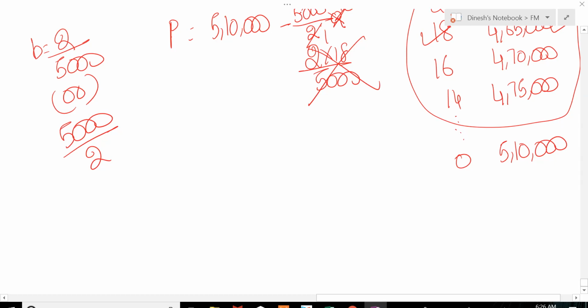Any doubts on the price equation? Clear? Can I proceed? MR equal to A minus 2BQ. MR equal to A minus 2BQ.